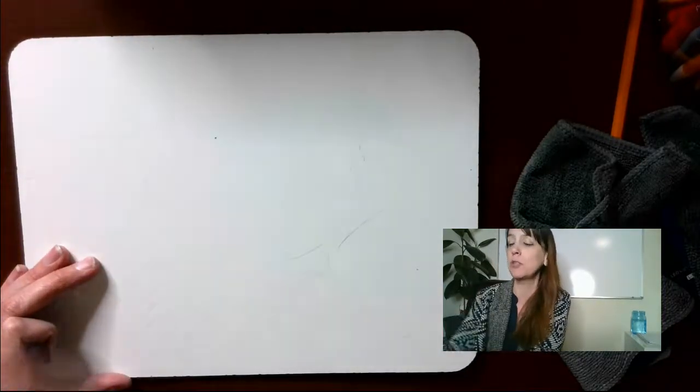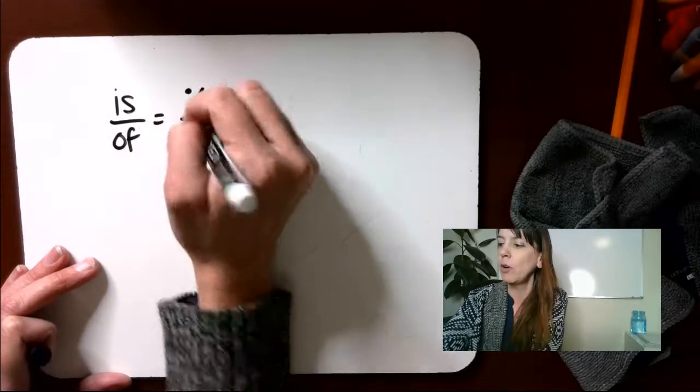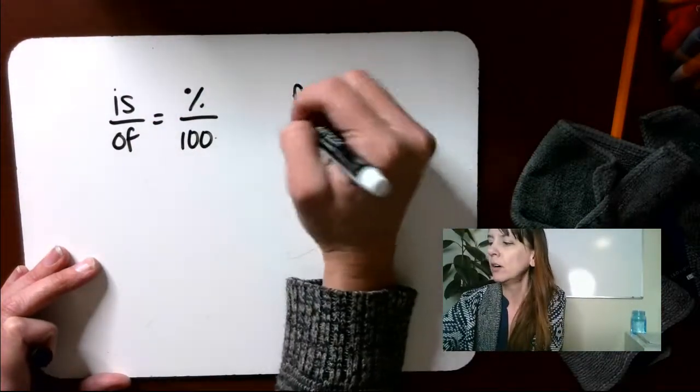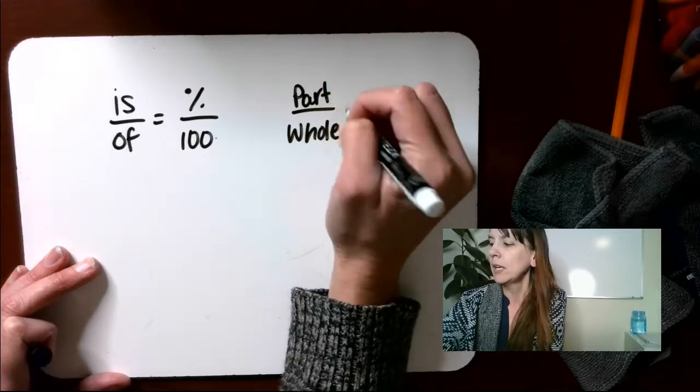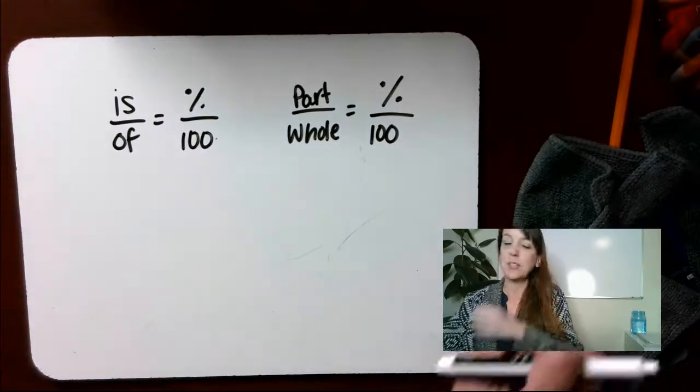Anytime you see a percent problem, it could be two things. Is over of equals percent over 100 if it's a word problem, part over whole equals percent over 100. That's one way of doing it.